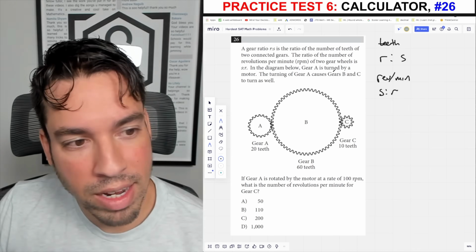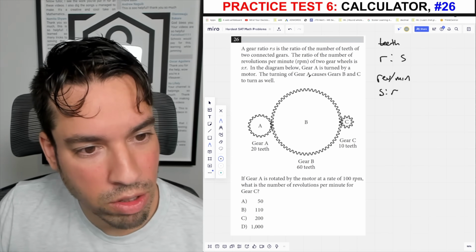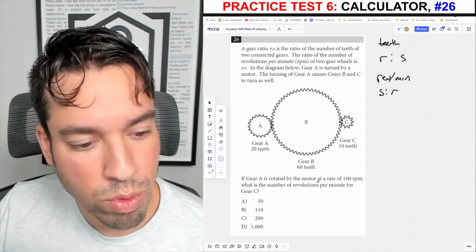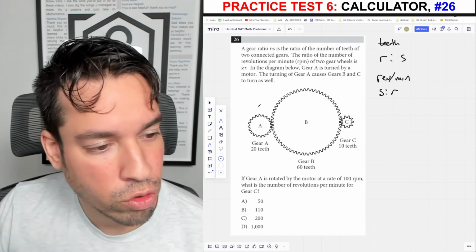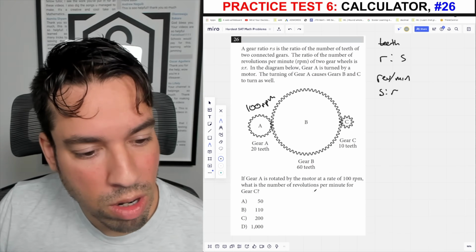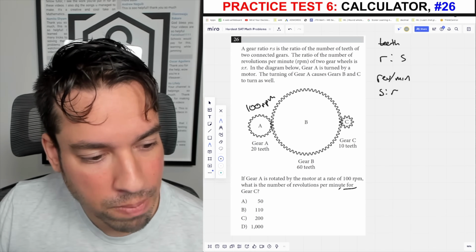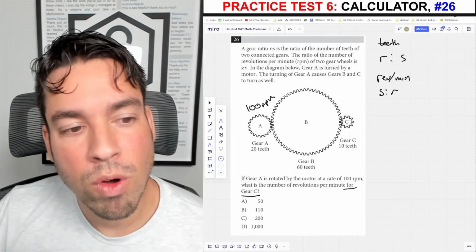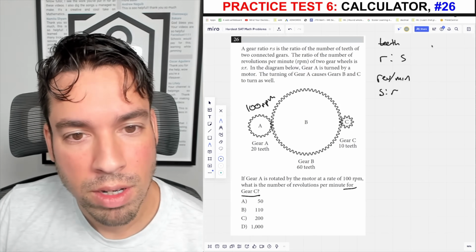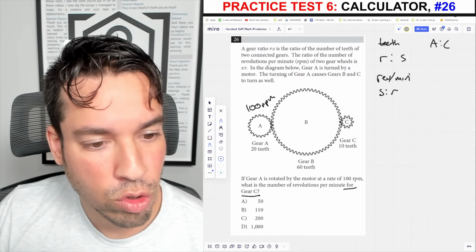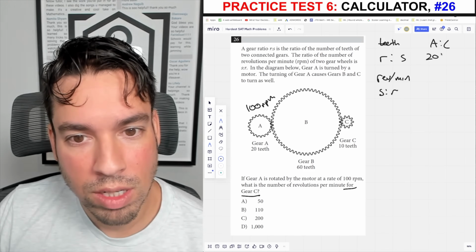In the diagram, gear A is turned by a motor. The turning of gear A causes gears B and C to turn as well. If gear A is rotated by the motor at a rate of 100 RPM, what is the number of revolutions per minute for gear C? So we're going to just plug and play now. So first of all, what is the gear ratio of A to C? Well, it looks like it is 20 teeth to 10 teeth.